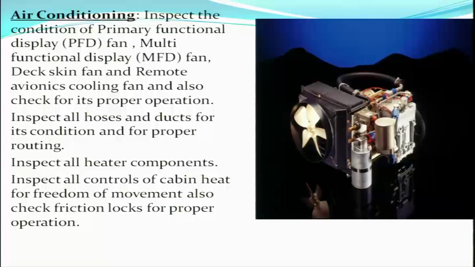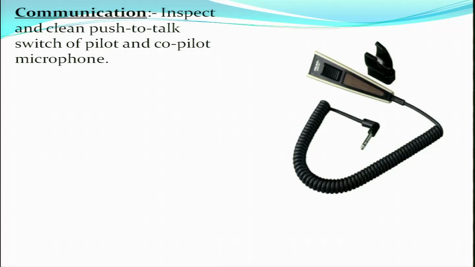Inspect all hoses and ducts for their condition and for proper routing. All the hoses and ducts involved in the air conditioning system are checked for proper routing. Inspect all heater components. Inspect all controls of cabin heat for freedom of movement and also check friction locks for proper operation. So all the controls for cabin heat are checked for free movement and the friction locks are checked for proper operation.